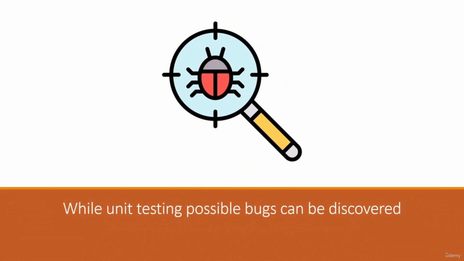While unit testing, there's a big possibility that we can discover bugs. So besides ensuring that the standards are continuously met, by writing unit tests, we can also discover bugs, errors, or distractions that can be fixed before they spiral out of control.